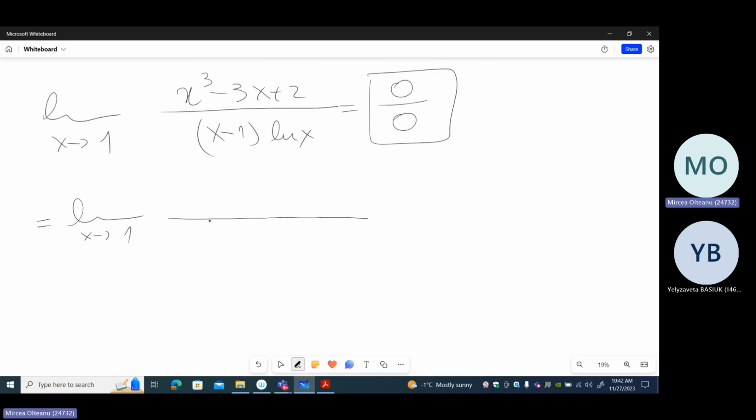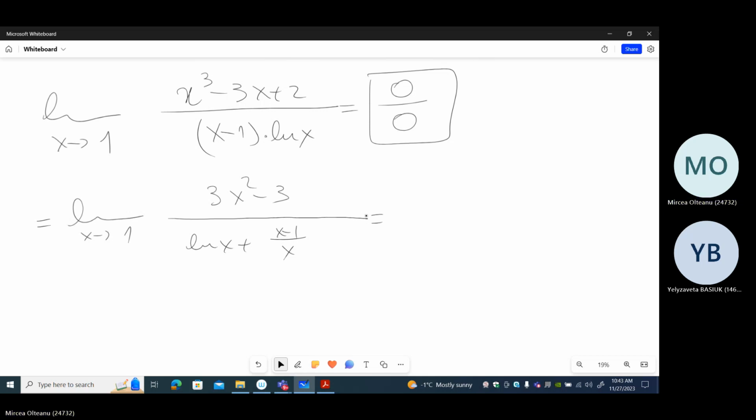According to the L'Hopital rule, our limit will be equal to the derivative of the numerator over the derivative of the denominator. So above we shall have 3x squared minus 3. Below we need to differentiate a product. We shall apply the formula for the product. It will be logarithm of x plus x minus 1 over x. I will leave it as it is. And now we have a new limit. So here, after we apply the L'Hopital rule, we started from the very beginning.